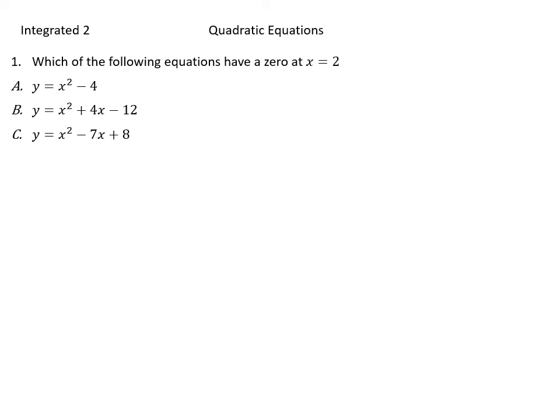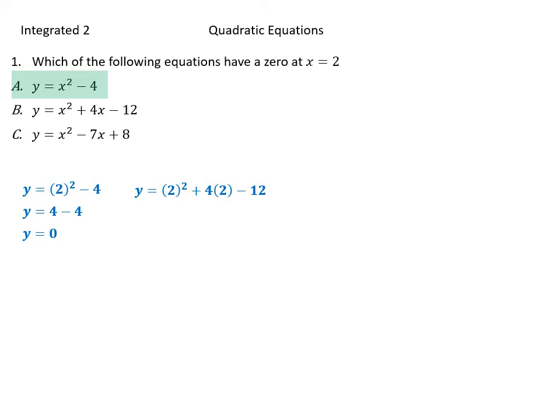So let's check the first one. y equals x squared minus 4. I replaced the x with 2. Now I need to simplify. 2 squared happens to be 4, so that turns into 4 minus 4. 4 minus 4 is 0, and that's true, so A is definitely one of them.